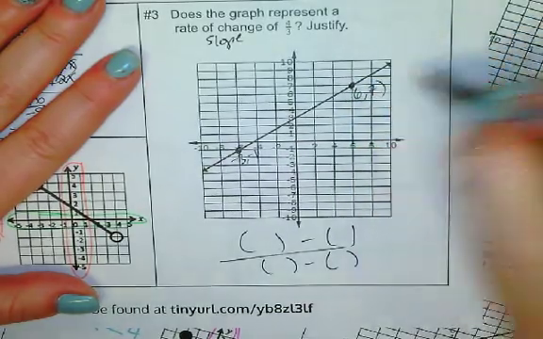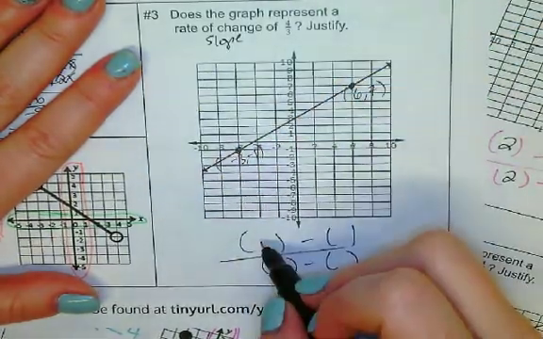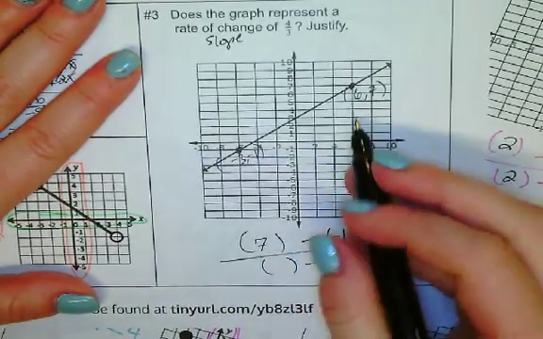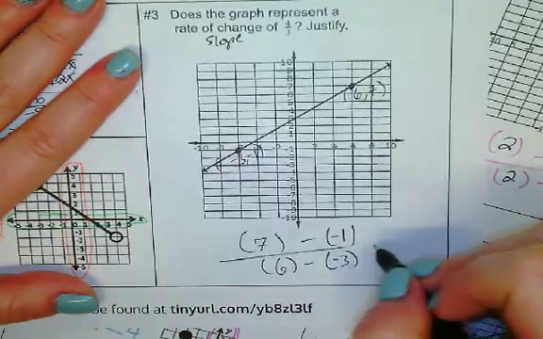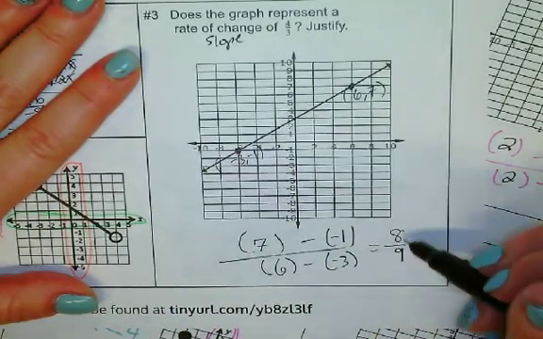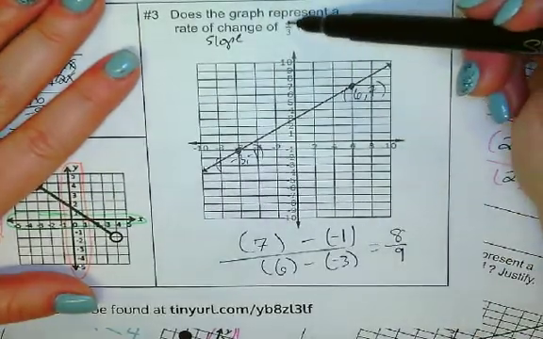6, 7. My y's go on top. So 7 and negative 1. You can also flip these. That's fine. 6 and negative 3. So I get 8 ninths. And that does not reduce down to 4/3.